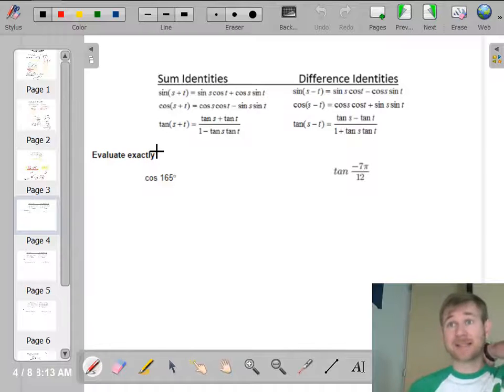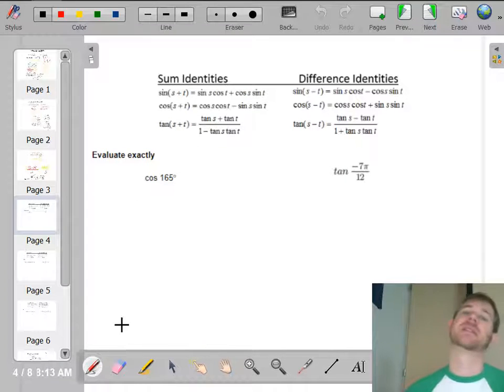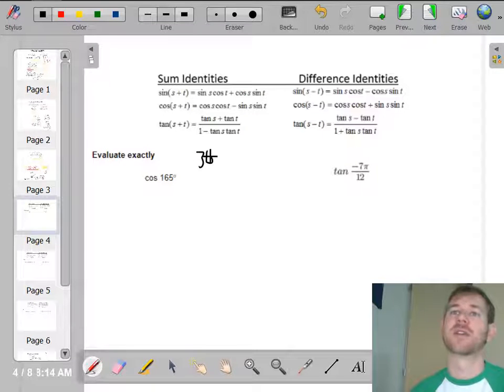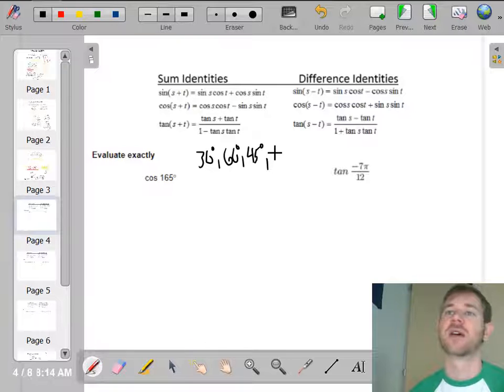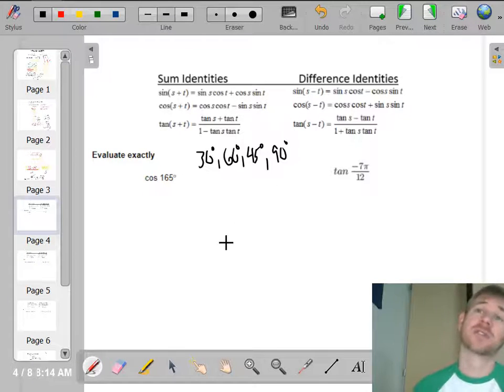Okay, evaluate exactly. Let's see what we can do here. Cosine of 165. Remember, think about your unit circle. We have reference angles of 30 degrees, 60 degrees, 45 degrees, 90 degrees. I could also do multiples of those.